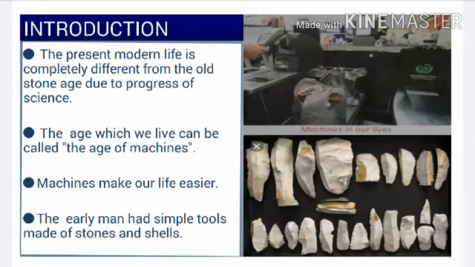Before we start the lesson, I will give you a brief introduction. The present modern life is completely different from the old Stone Age due to the progress of science. The age that we live in can be called the age of machines because we are so dependent on machines and we cannot imagine life without them. Machines make our life easier.